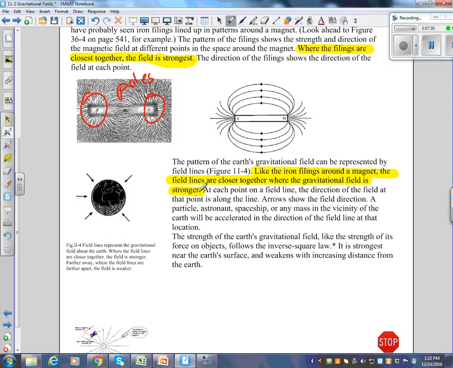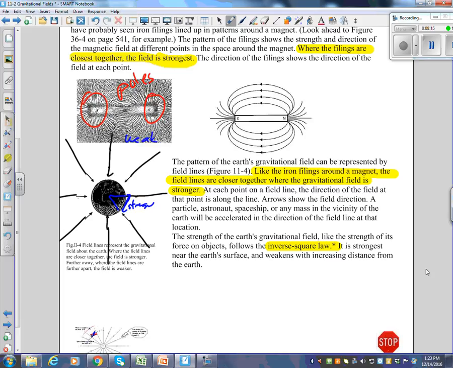And the strength of the Earth's gravitational field, like the strength of its force on objects, follows the inverse square law, which I'm going to talk about right away. It is strongest near the Earth's surface and weakens with increasing distance from the Earth. In this picture on the left, I've lost some arrows, but you have them all, I think. Extend them out, like this. Where is it the weakest? Out here, far away. And where is it strongest? At the Earth's surface. And Jared's saying that those are going to continue towards that monopole.